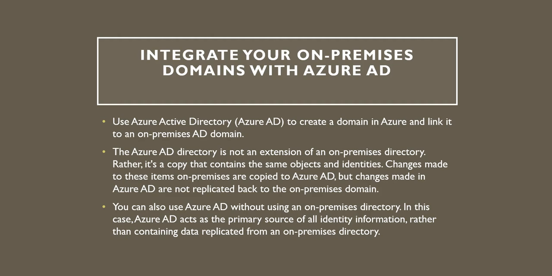You can also use Azure AD without using an on-premise directory. In this case, Azure AD acts as the primary source of all the identity information, your groups, your user accounts, rather than containing data replicated from the on-prem directory. So if you only use Azure AD and not ADDS, which is Azure Active Directory Domain Services, your Azure AD will act as the primary source of identity information, your users, groups, your device settings.